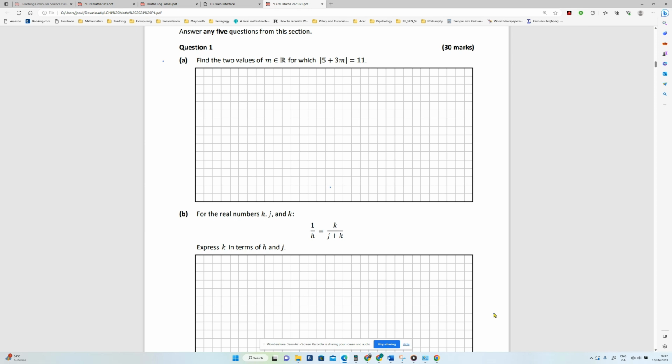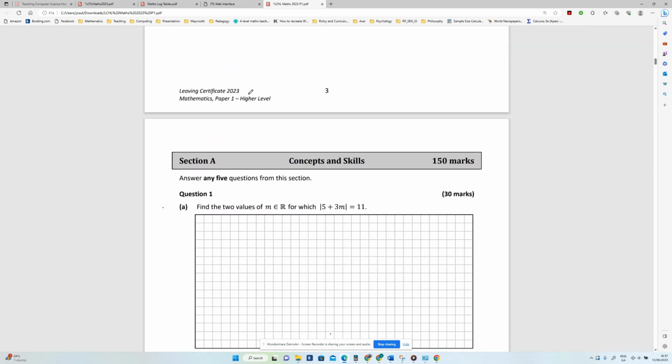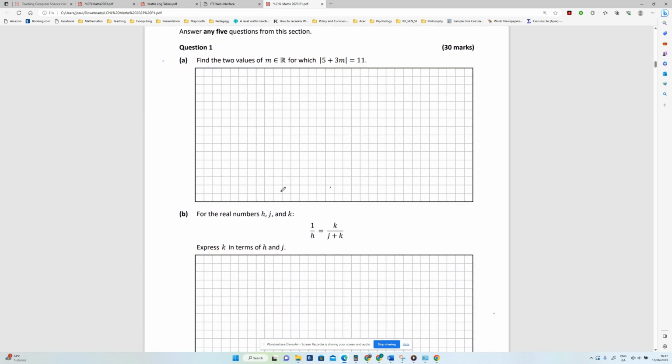Right, so Leaving Cert Maths 2023 higher level, paper 1, question 1. Find the two values of m in the real numbers for which the absolute value of 5 plus 3m is equal to 11. Okay, so there's two values here. Value 1 is going to be 5 plus 3m is equal to positive 11. So that's going to be 3m equals 11 minus 5, 3m is equal to 6. So m is equal to 2. All right, so that's the first one.